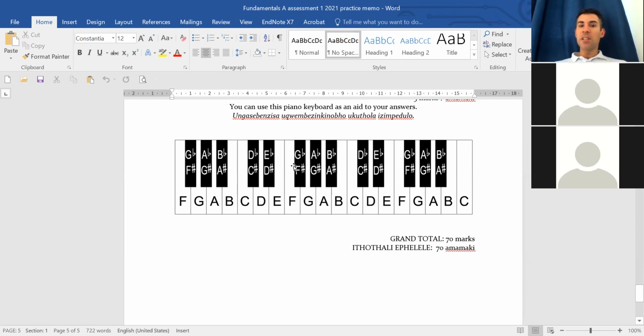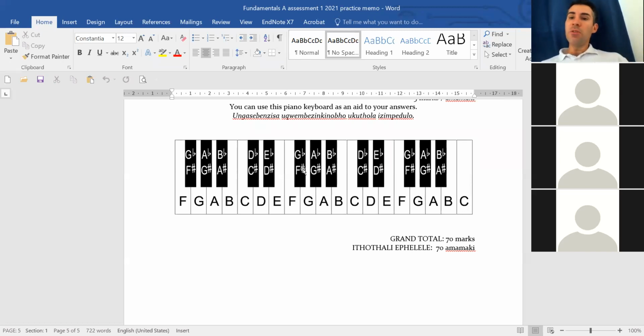So if we're going to go up from F one step, we're going to land on the black note here. And you can see that the black note is either F sharp or G flat. Okay, so if we're looking at it from the G side, it's G flat. If we're looking at it from the F side, it's F sharp. You all with me? Yes, sir. When you are writing semitones, you can write either of these. You can write G flat or F sharp. It doesn't matter. Either of those are going to be correct. So a semitone up from F is F sharp or G flat.